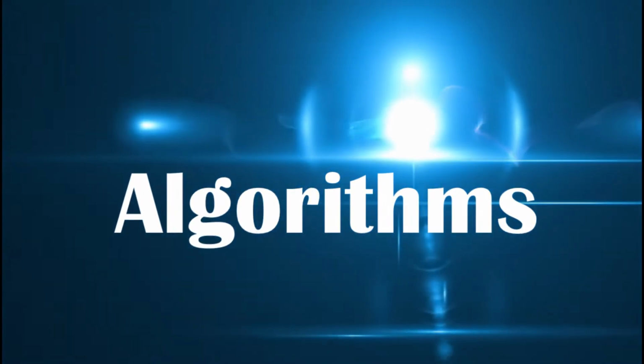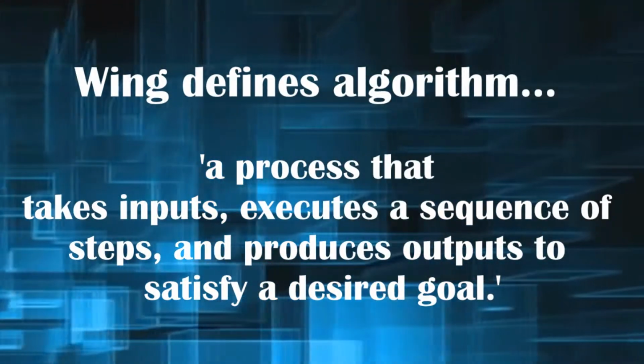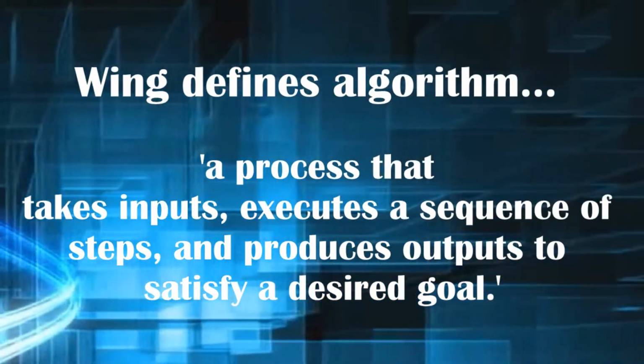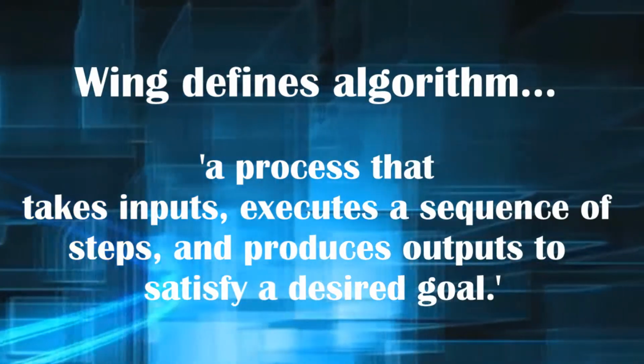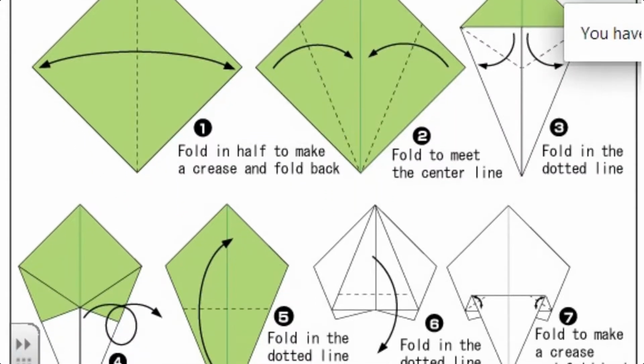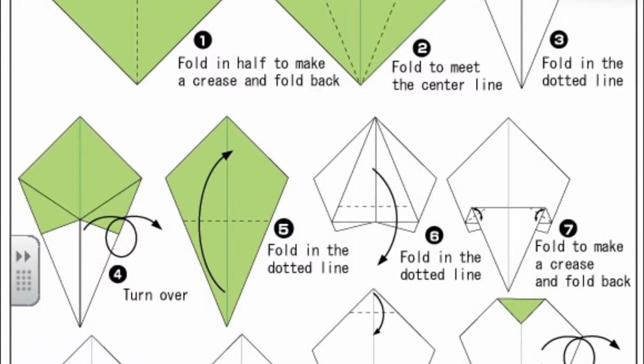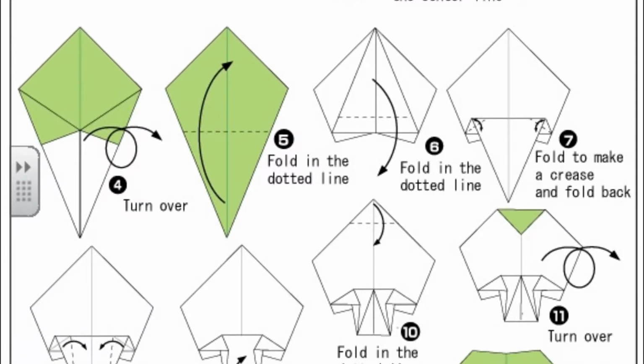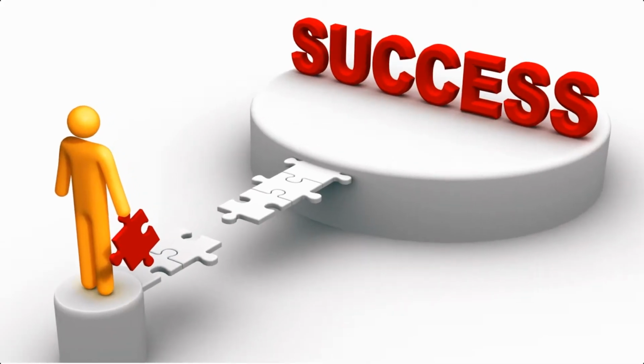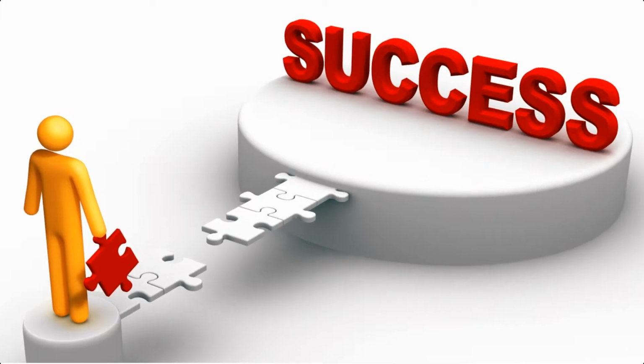The first concept is algorithms, which Wing defined as a process that takes inputs, executes a sequence of steps, and produces outputs to satisfy a desired goal. When pupils are taught how to implement algorithms for set tasks, which if executed correctly within a clear thought process, the algorithm can be followed to achieve outcomes efficiently and successfully.